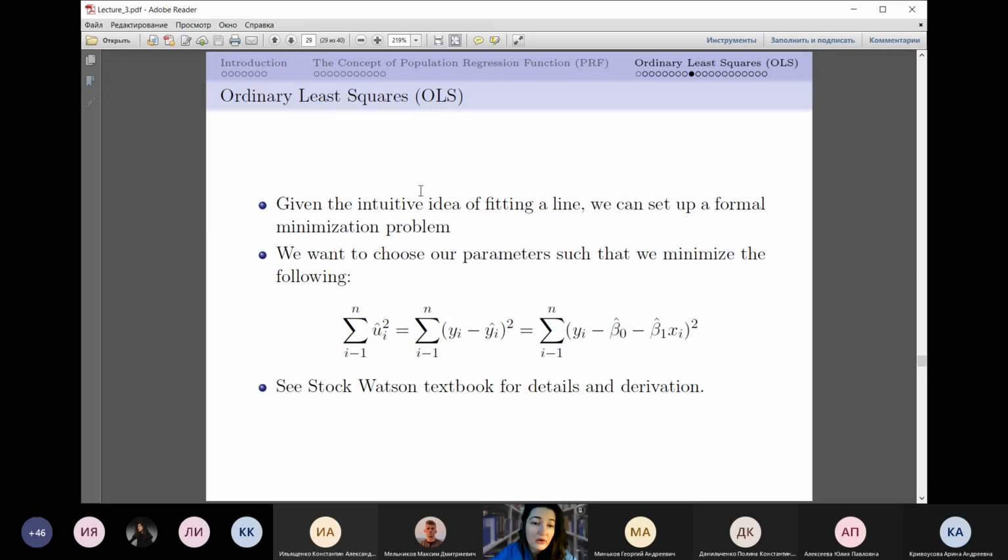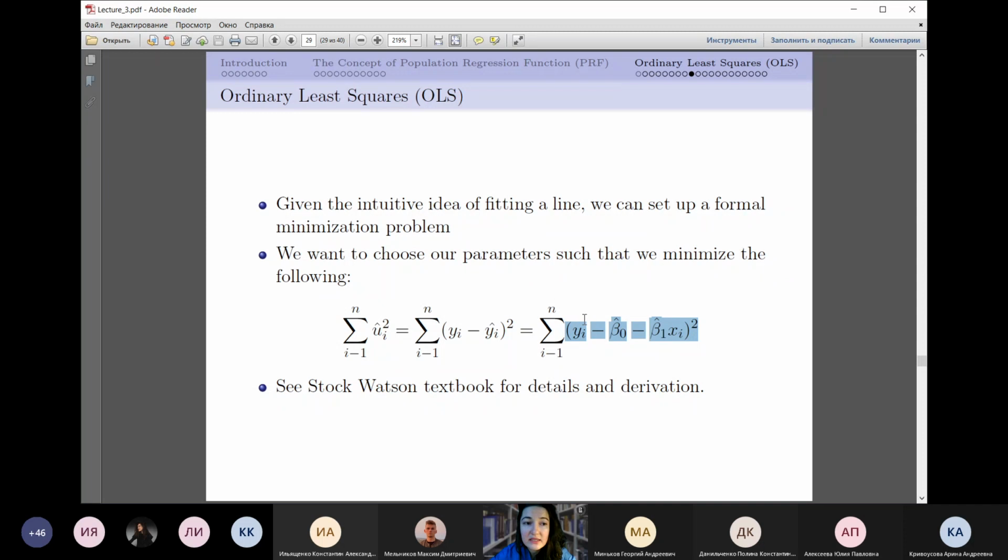The best approach, how can we minimize and how can we solve these equations? We need to use our parameters in such a manner that minimize the following equation. What can you see here? You can see here that we use the squared difference between observed values and the estimated values. So we want to choose our parameters in such a manner that minimize this squared difference.